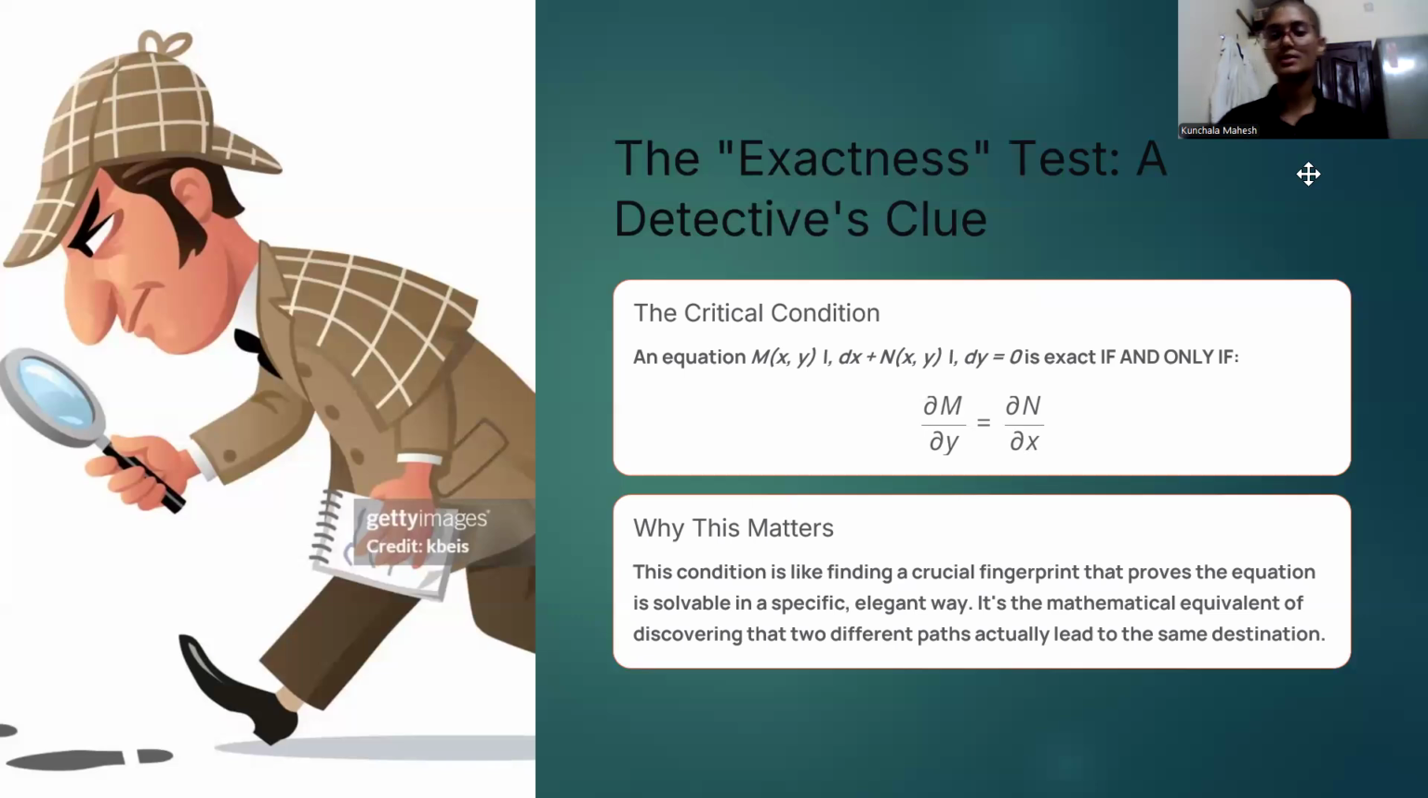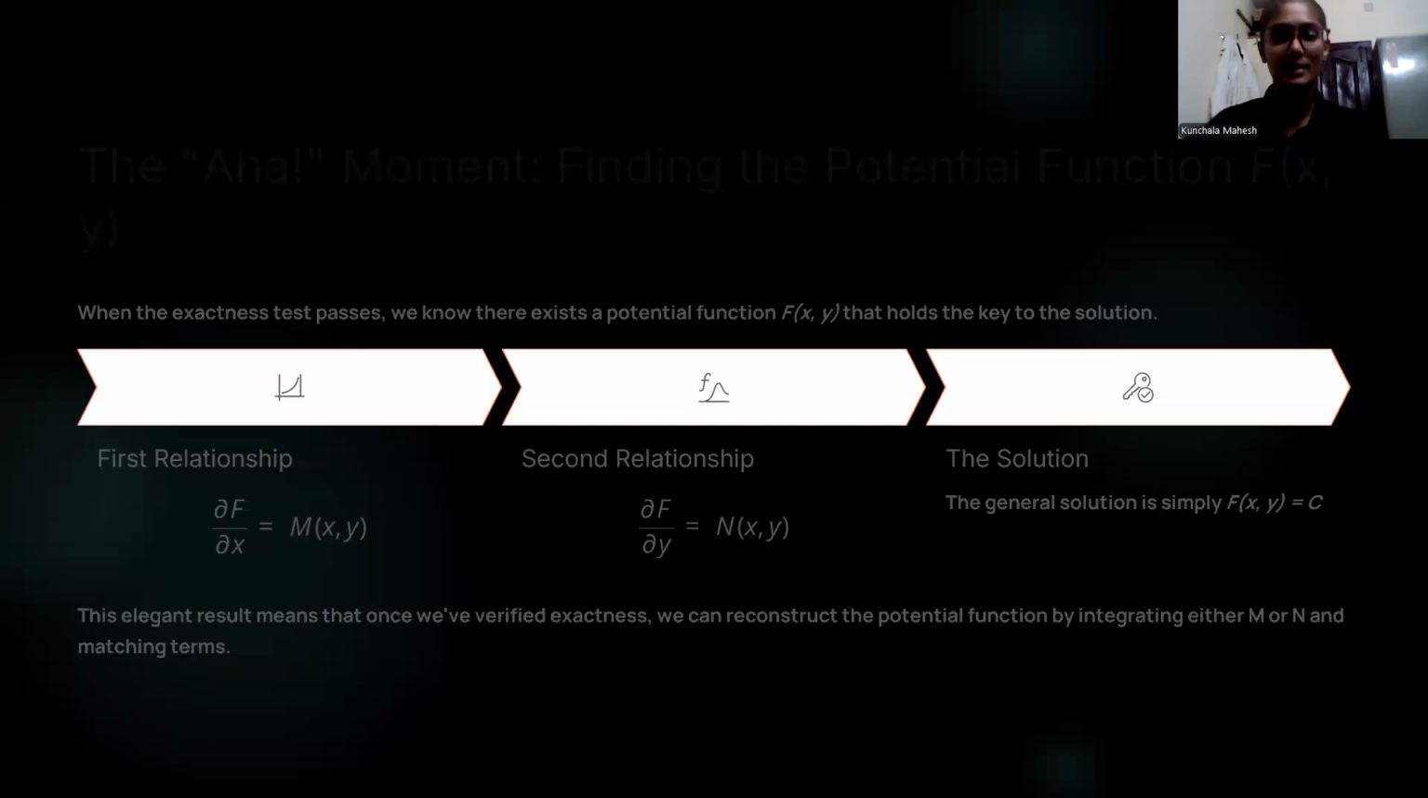So why does this matter? This condition is like finding a crucial fingerprint that proves the equation is solvable in a specific elegant way. It's the mathematical equivalent of discovering that two different paths actually lead to the same destination. If the exactness test passes, we know there exists a potential function f(x,y) that holds the key to the solution. So, the aha moment: when you find the potential function f(x,y). Basically, there are two relationships and a solution we have.